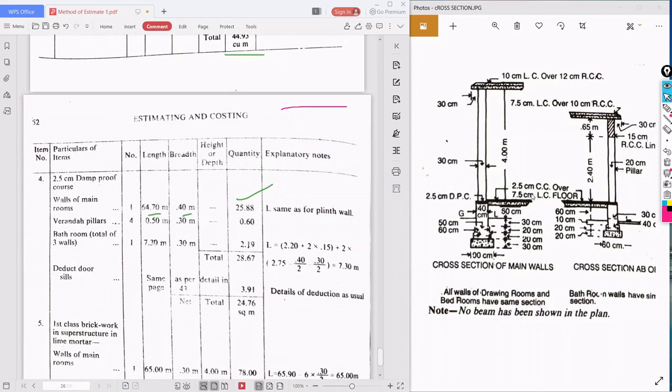Then veranda pillars. Yes, this is the same as we did in the long wall and short wall method. That is 5 centimeter extra you need to write here. Okay, 5 centimeter extra you have to write.